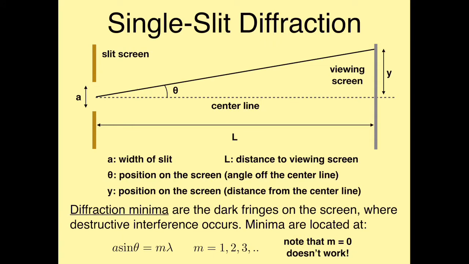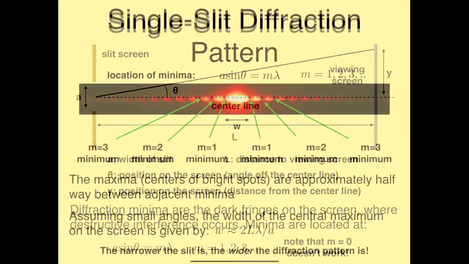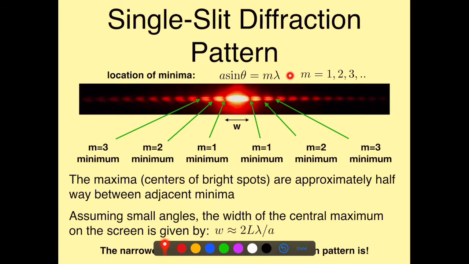Now, m, as before, is an integer, but we have to be careful with how we specify this integer. M can be 1, 2, 3, or any integer after that, but m equals 0 does not work. In other words, if you plug in m equals 0, that does not give you a point of destructive interference on the screen. It just doesn't work that way. And so this equation that we were just introduced to describes the single slit diffraction pattern. In other words, the pattern of bright and dark spots that we see projected onto the screen.